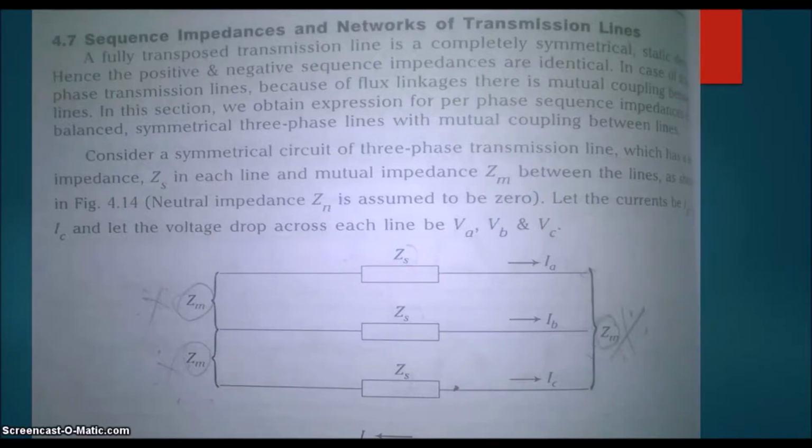Okay, I'll be talking about sequence impedance and network of transmission line. It's basically a fully transposed transmission line, a completely symmetrical static device. Now over here we are considering a three-phase transmission line. As we know, we have a flux linkage due to which there is a mutual coupling between the lines. In this section we will obtain the expression for per phase sequence impedance of a balanced symmetrical three-phase line with mutual coupling between lines.